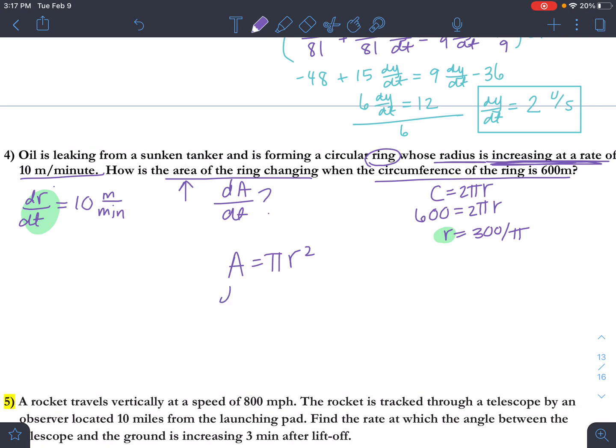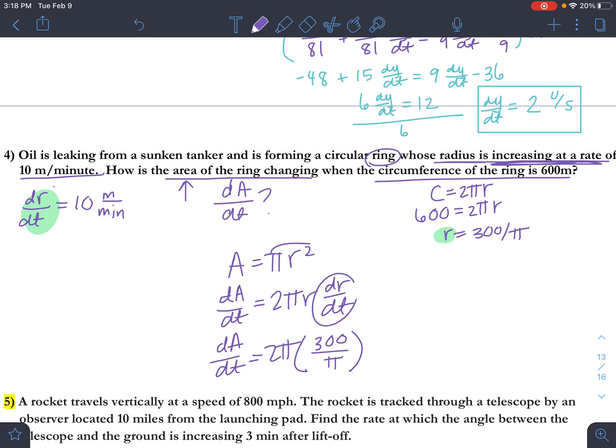Okay, so if we differentiate here, dA/dt with respect to time, 2 pi r dr/dt. Again, I brought down the 2 and multiplied by the derivative of r with respect to time. And I plug in what I've got here. So dA/dt is 2 pi times r, which is 300 over pi, and dr/dt was increasing by 10, so that was positive 10. And let's see what we get. So that would be 600 pi over pi, which would cancel, times 10 gives me 6,000.